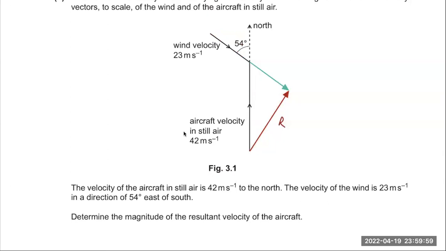If you have a ruler, let me see if I have one. Just a second.